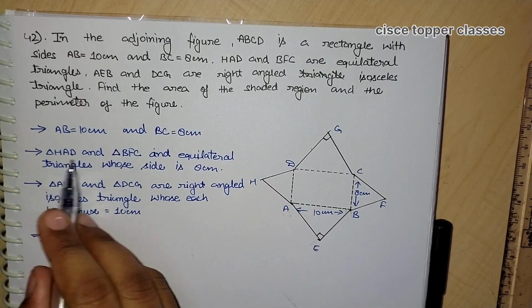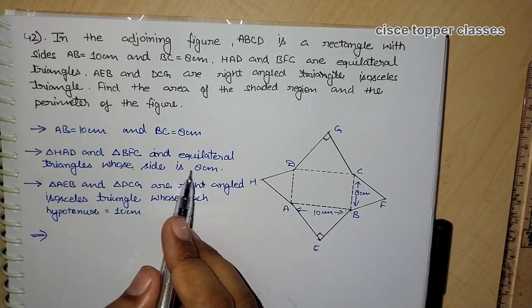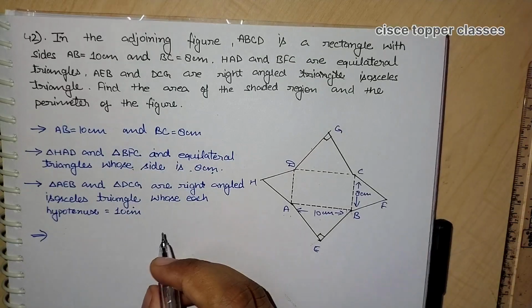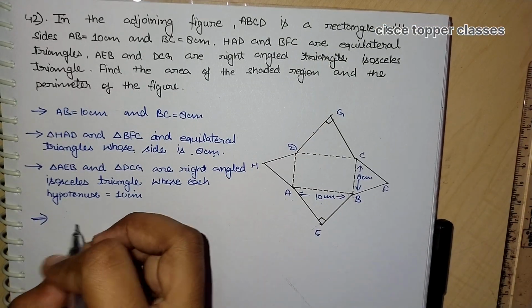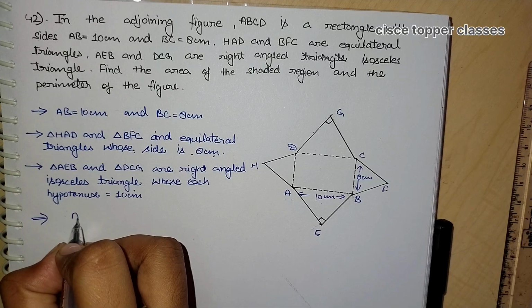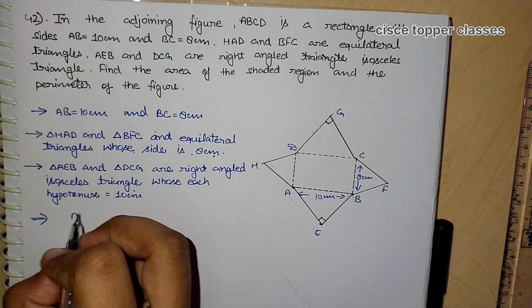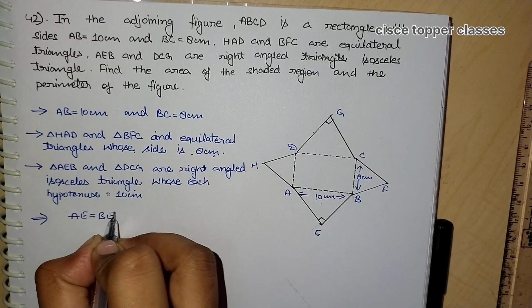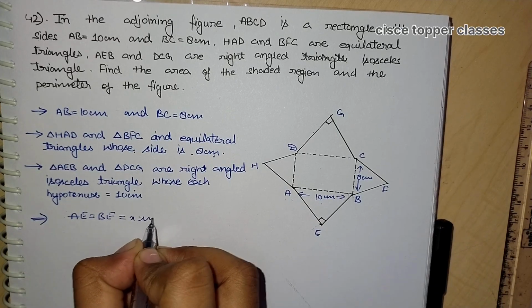So here, this is an equilateral triangle whose side is 8 centimeter, and this is a right-angled isosceles triangle whose hypotenuse is 10 centimeter each. Because this is an isosceles right-angled triangle, AE is equal to BE. So let this be x centimeter.